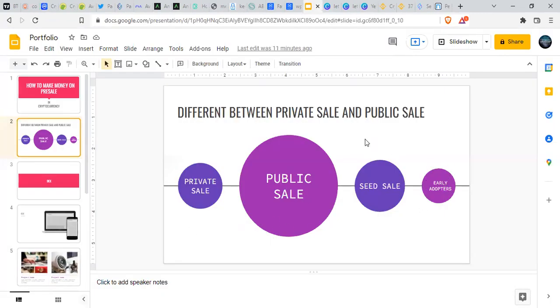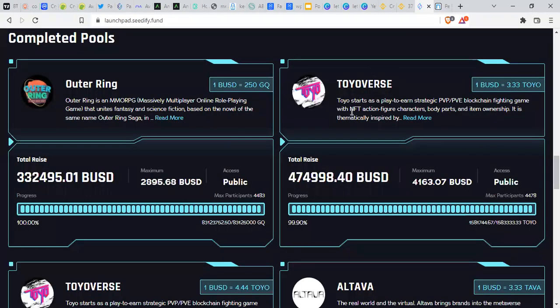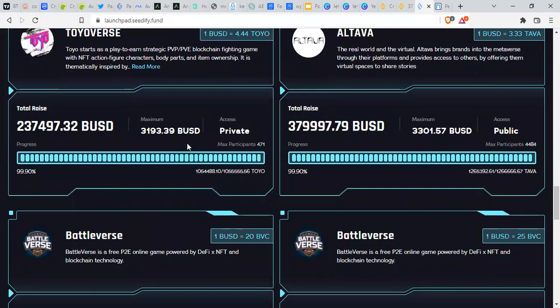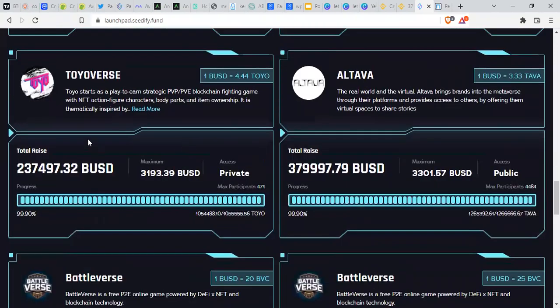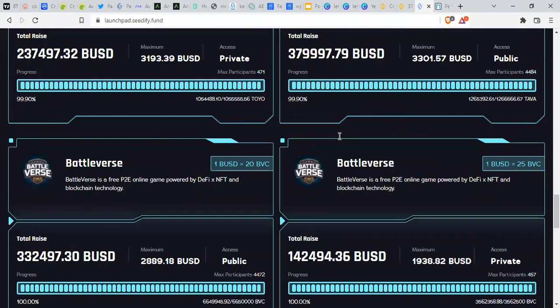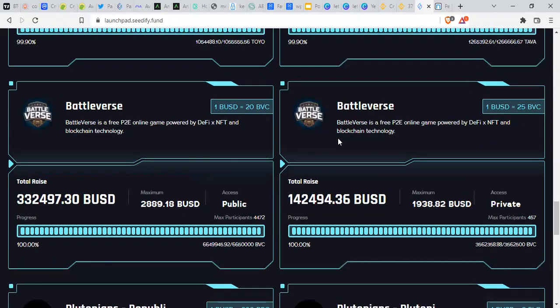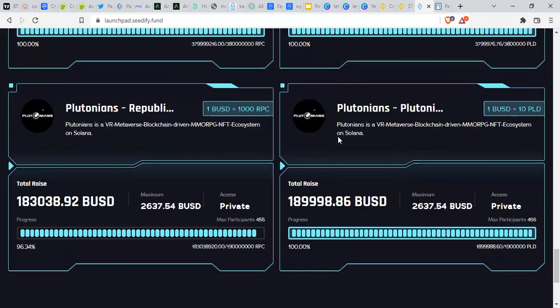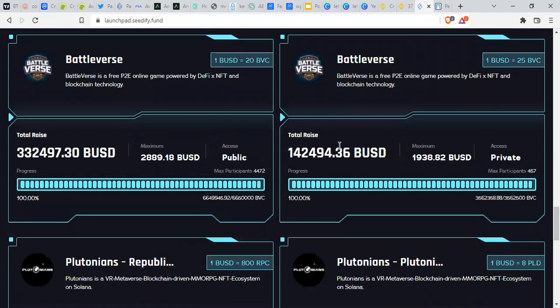After these early adopters, seed sales, then we get to private. From private, we get to public. After public, that is when that particular token will be launched on PancakeSwap. You can see what happened here. Sometimes we can have private sale 1, private sale 2. Let me see if these people have private sale 1 and 2 here. Actually no, they don't, it's just private sale and the rest.